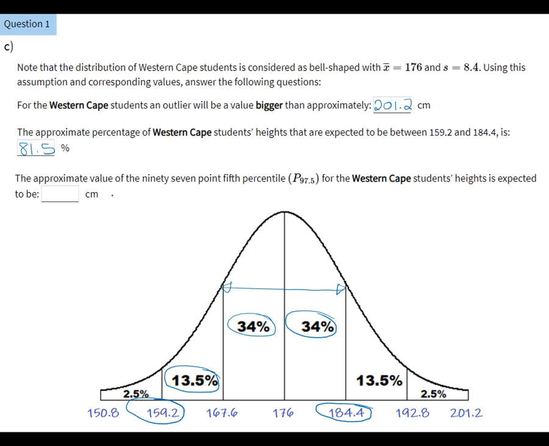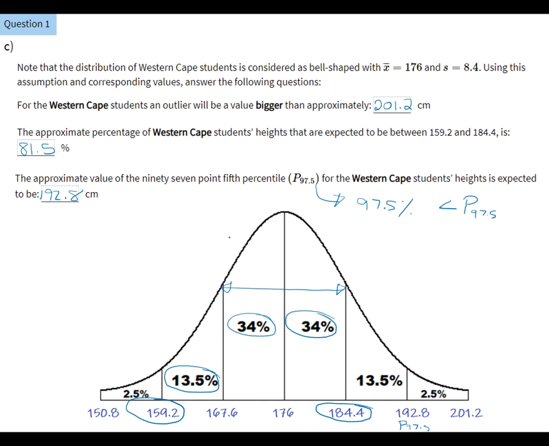Now, the last question here, we have asked you for the 97.5th percentile. And that, remember, just means that 97.5% of our values will be less than this percentile that we're interested in. So if we go and add these up, you'll see that up to the mean, we have 50%. So up to 1 standard deviation above the mean, we're going to get 84%. And then if we add this 13.5%, it means that this value here is P97.5.